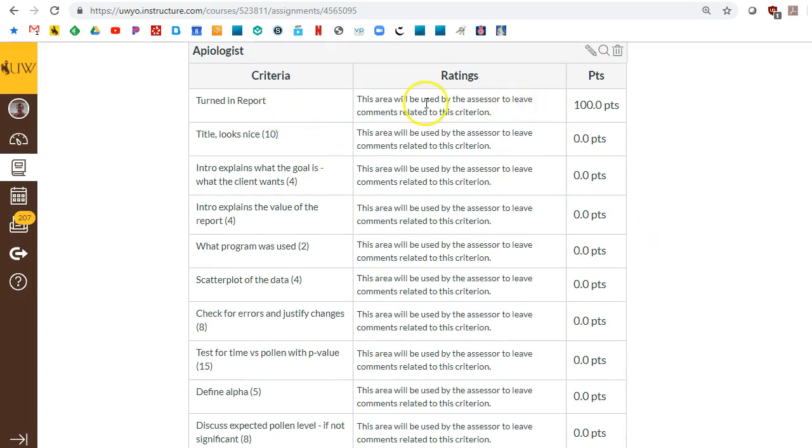What's the rubric say? Well, you need to turn in the report, title, intro. That's always important. Notice it's 4 points. And we're talking about what's your goal as the statistician and why is there value in figuring this out?